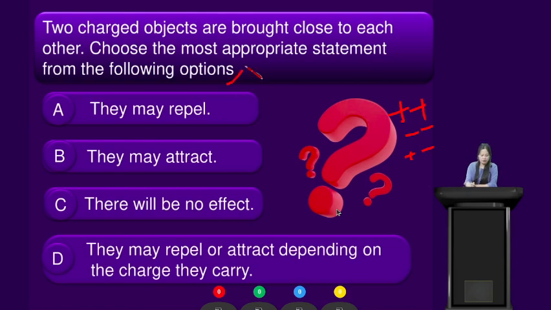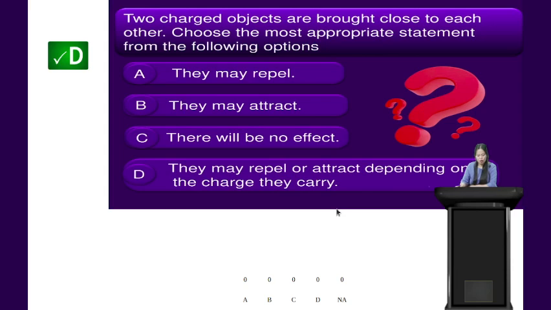Now in this question, the kind of charges is not mentioned, right? So we don't know whether they will repel, we don't know whether they will attract, we know that there will be some effect. So these three options are wrong. So the correct answer for this question is option D, that is they may repel or attract depending on the charge they carry. Okay, so the correct answer is option D.